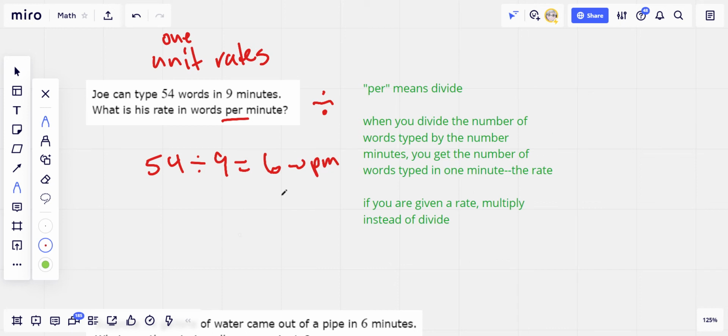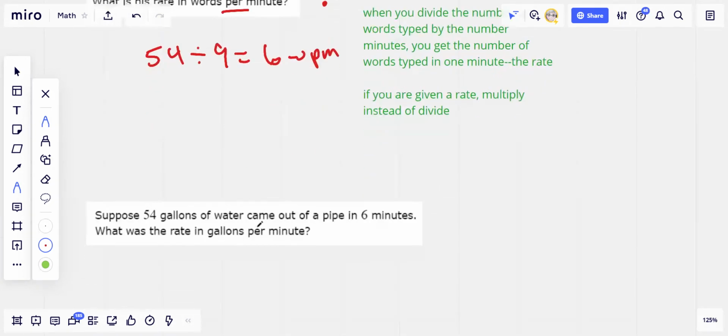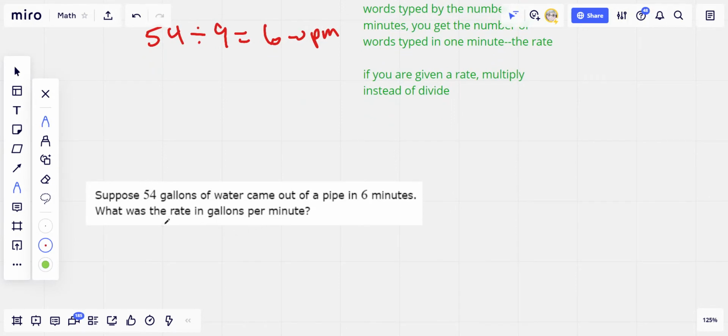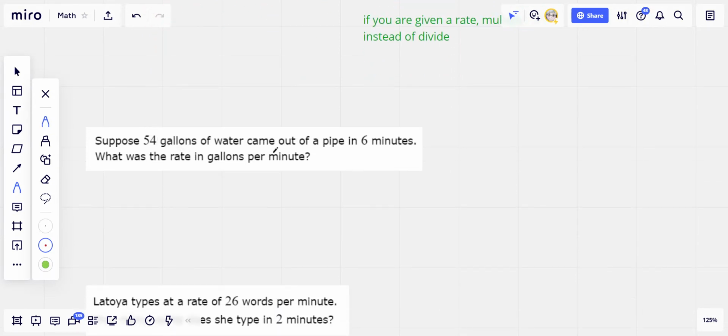All right, so that's how to calculate a unit rate. Let's practice that one more time. In this next problem, it says, suppose 54 gallons of water came out of a pipe in 6 minutes. Okay, so you've got a pipe, some water's coming out, quite a bit, sounds like. What was the rate in gallons per minute? So look for that per, that's our division, and we're going to divide gallons by minutes. So that's 54 gallons divided by 6 minutes.